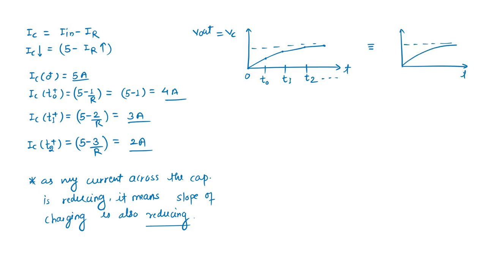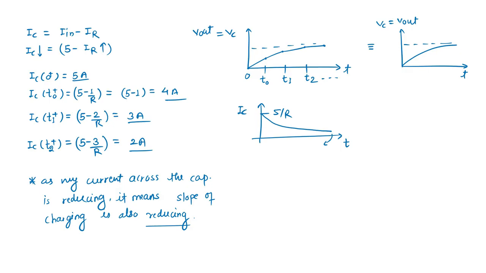Okay, this is my VC or V out. So we have seen this capacitor current is reducing at every time instant. It is reducing. So it is from 5 by R, it has to reach to 0 value. Okay. It is 5 by R initially to 0 value here.